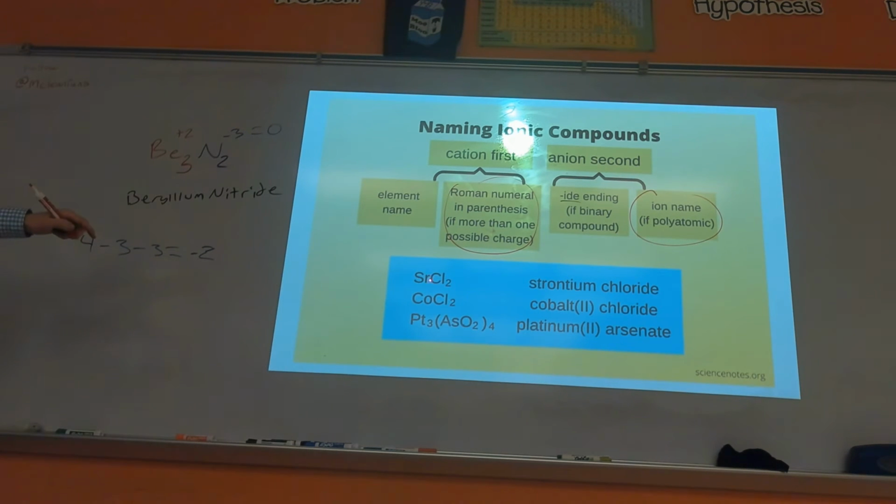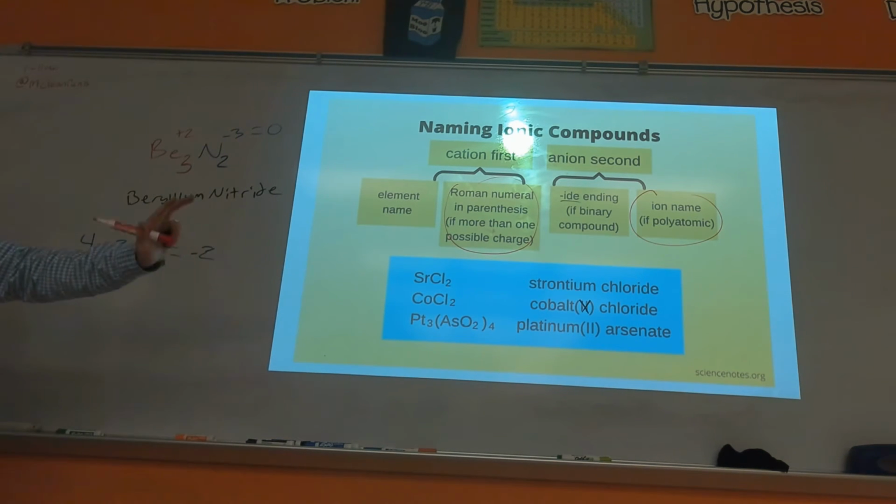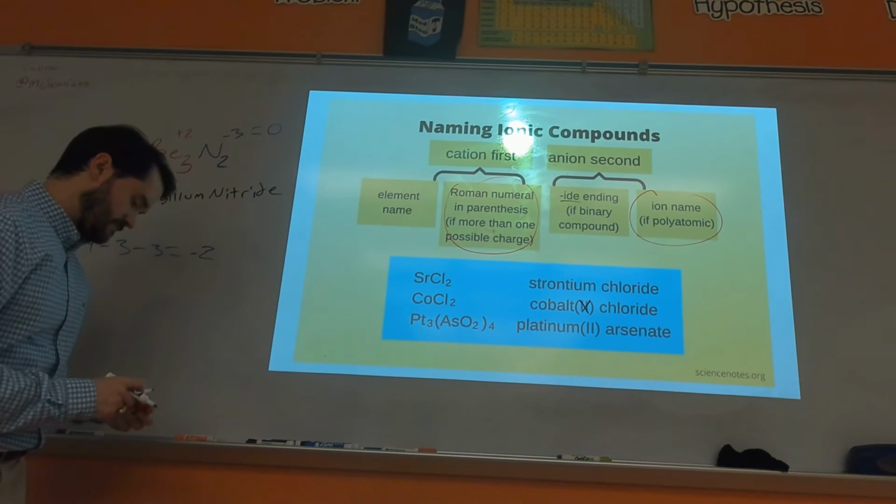Okay? That's why if you look here, SrCl2, Sr is strontium, Cl is chlorine, but you don't say strontium chlorine, you say strontium chloride. If you look here, cobalt, Co, you would say cobalt. Ignore the -2. I'll explain why that's there next class. Cobalt with chlorine, you would say cobalt chloride.